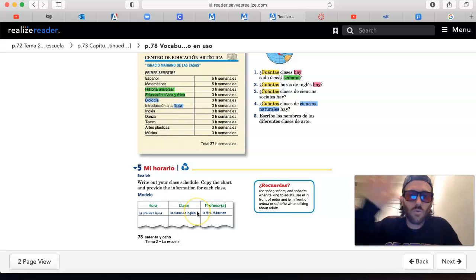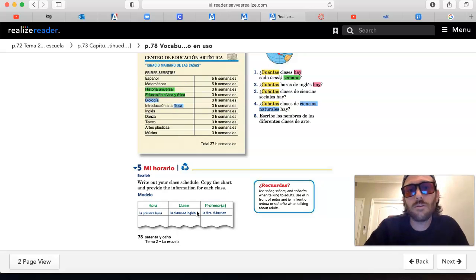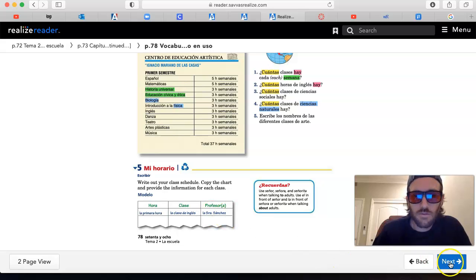So this is a great rough draft of what you're eventually going to do at the end of this chapter, which is outlining your class schedule and then describing it, each of the classes, right? How much homework you have in each class, describing the classes in general, if they're fun or difficult or easy or boring, and then the materials that you need for each class.